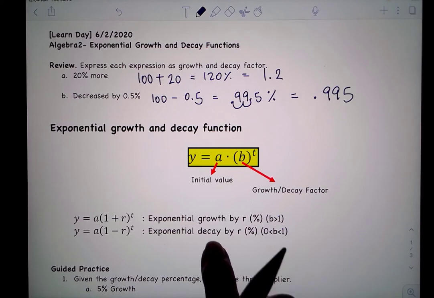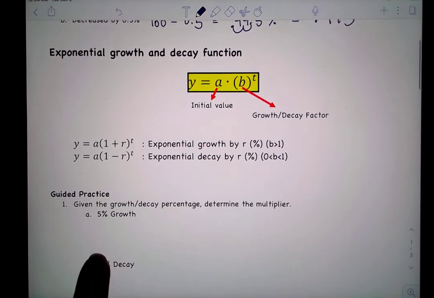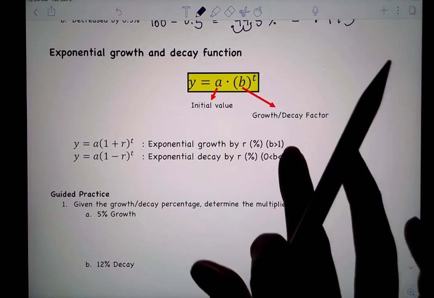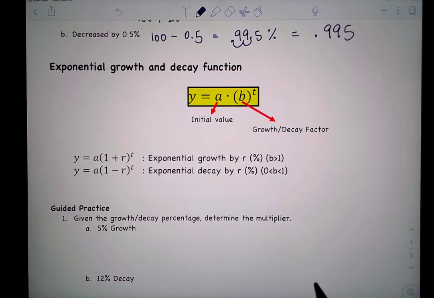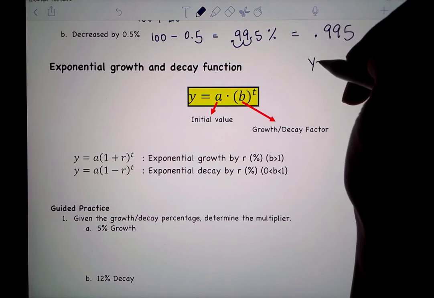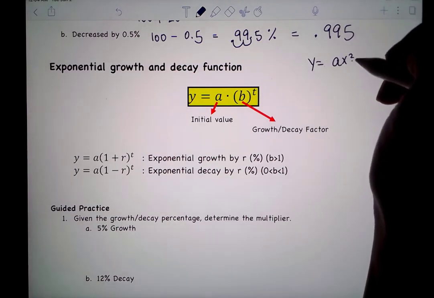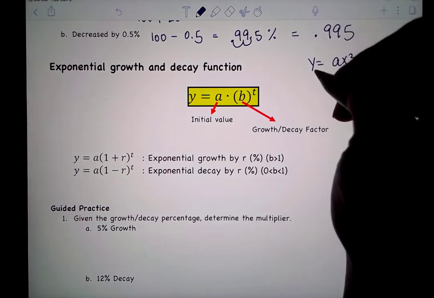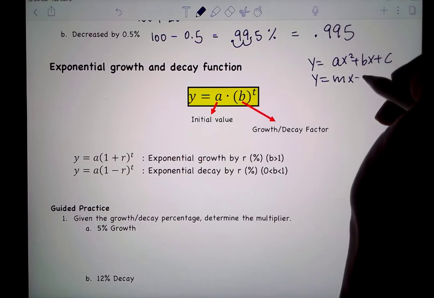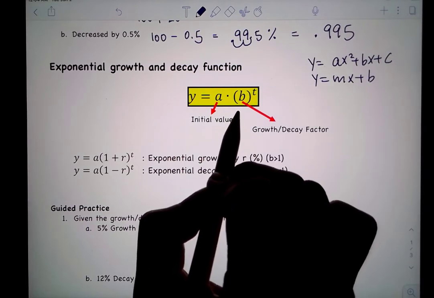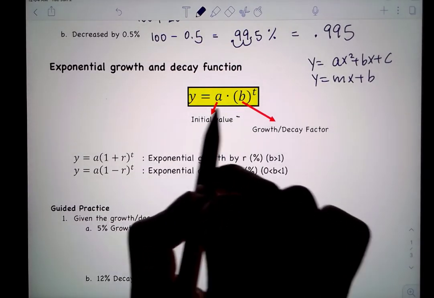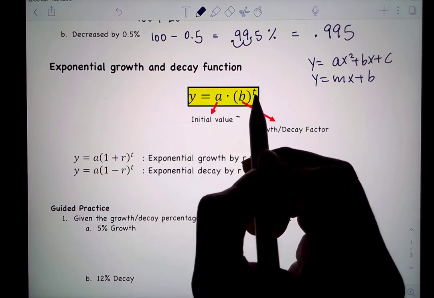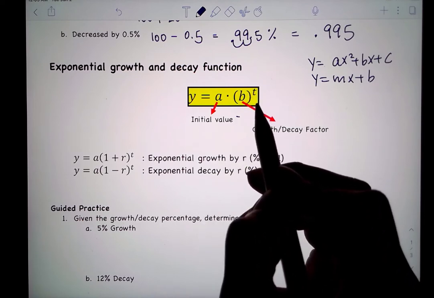All right, so guys, exponential growth and decay function looks like this. So this is the basic form, right? So you know, when we worked on the quadratic function, the basic form was ax squared plus bx plus c. So we have the format, right? If that is a linear function, then that is mx plus b, like this. This is the basic format for the exponential function. So I want you to remember this. So we say it a times b to the t power. It's very similar to geometric sequence, right?